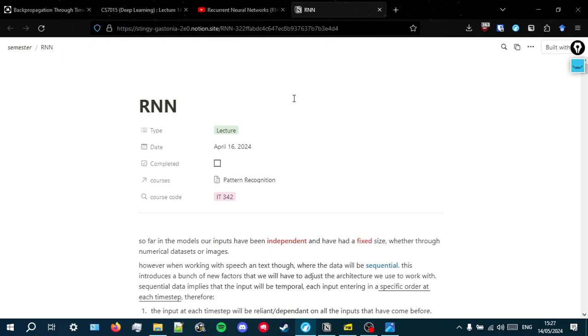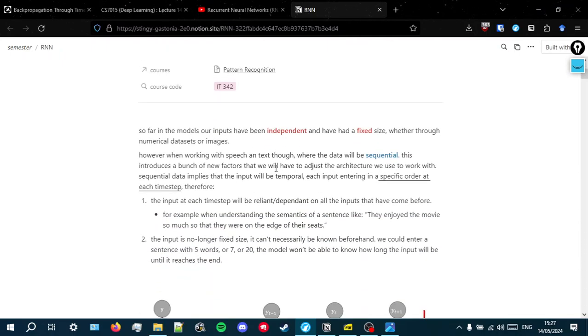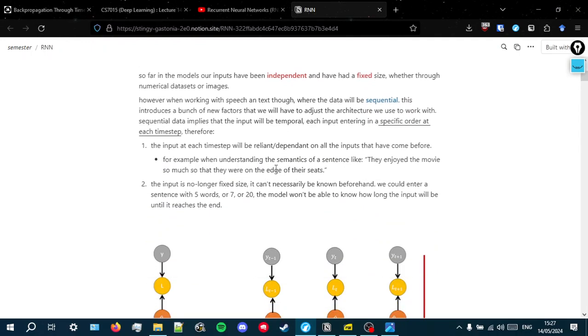But just going straight into it, the first part of the lecture was more theory oriented. So why exactly do we need RNNs and why do we use sequential models? The main point is that the input data has now changed. Instead of using numerical data and image data like we've been doing before, we are now going to try to use text and speech data.